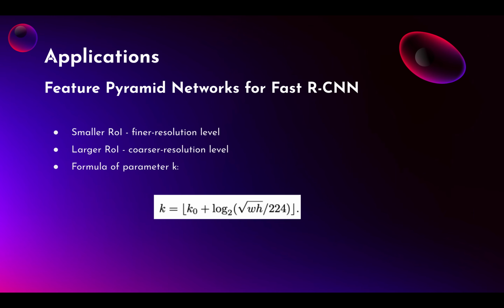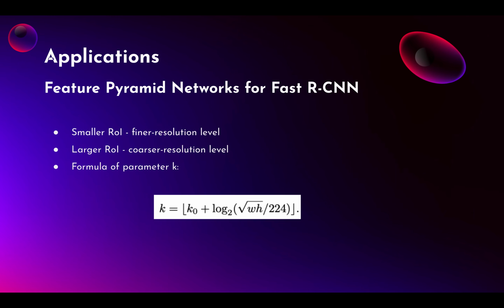The second application is using feature pyramid networks for Fast R-CNN. There is a process of mapping a region of interest onto feature maps in Fast R-CNN. In FPN, this process involves the need to determine the merged feature maps that map ROIs to different layers of the pyramid. If the size of the ROI is relatively small, it is mapped to the finest resolution level. And if the size of the ROI is relatively large, it is mapped to the coarser resolution level.